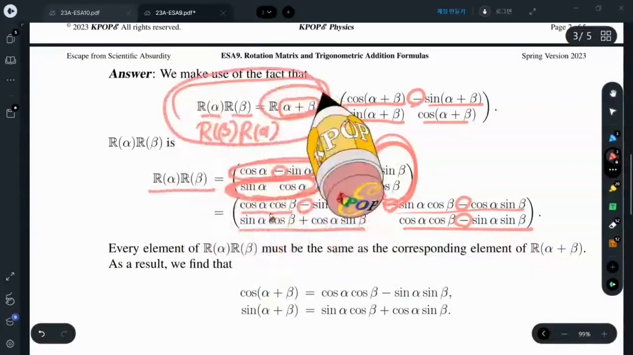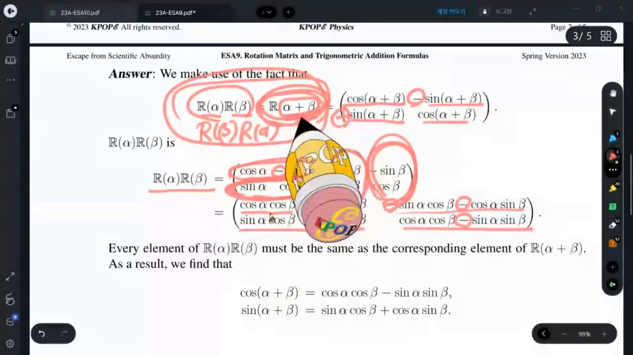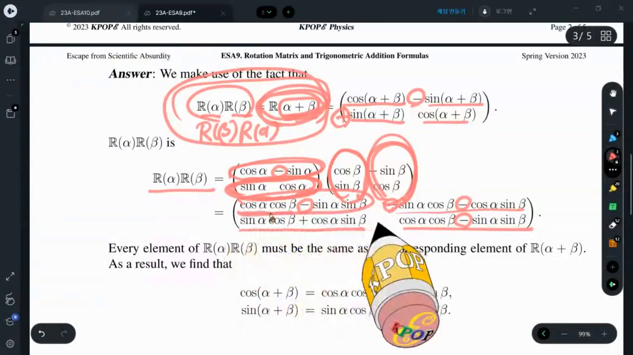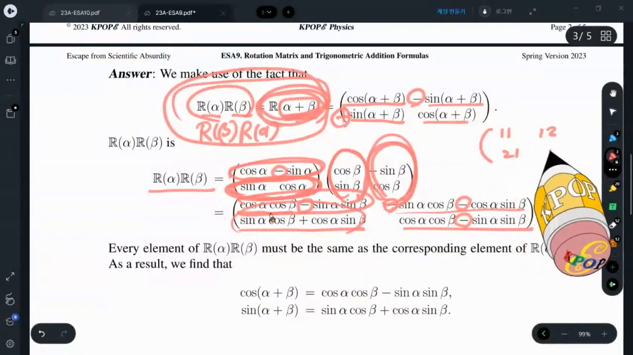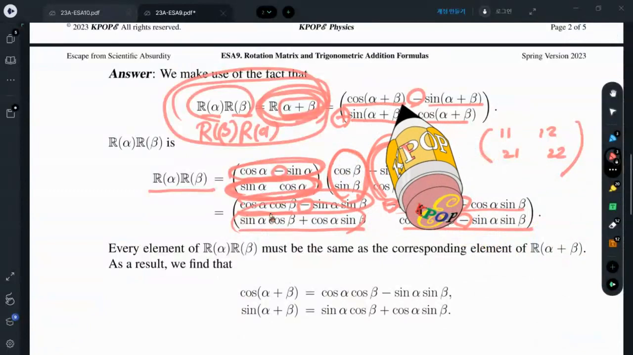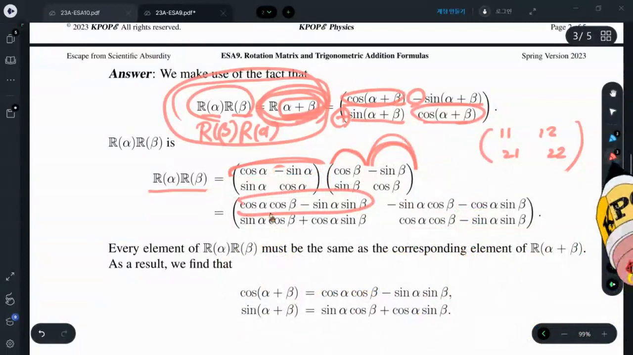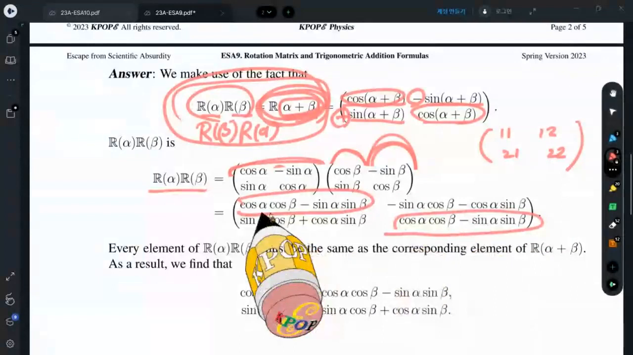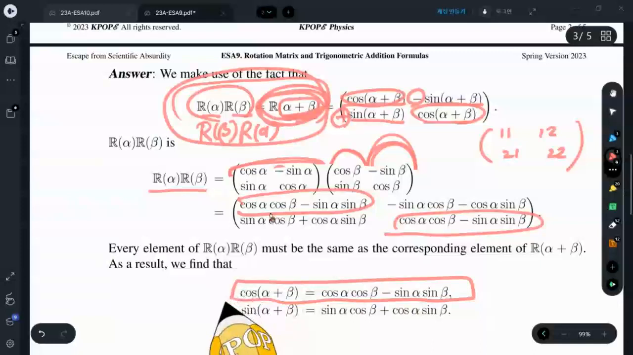We have shown that this matrix product is the same as a single rotation about the sum of the two angles. Therefore, for every element, we call them the 1,1, 1,2, 2,1, 2,2 elements. The 1,1 element is cosine of alpha plus beta, and this is the same. We notice that both of them are the same, and the value is cosine, cosine minus sine, sine. So the result is this.